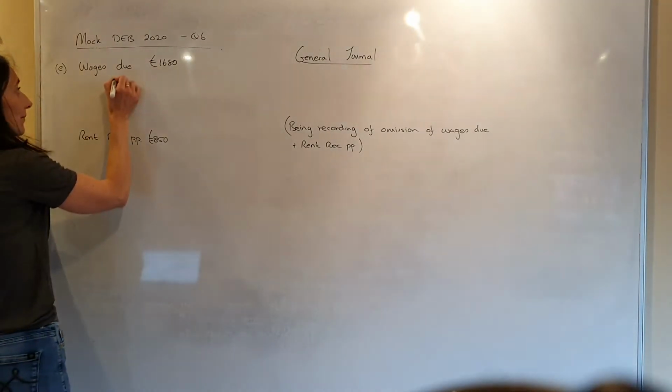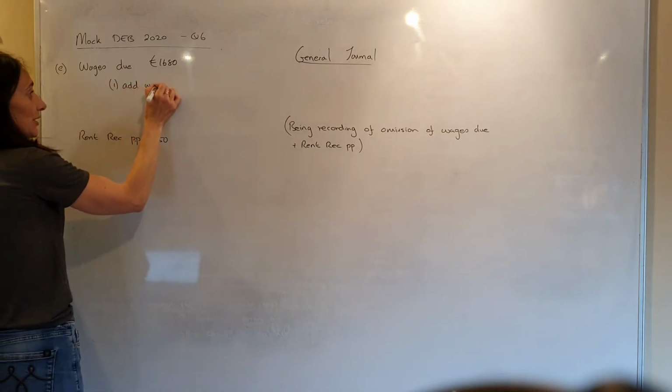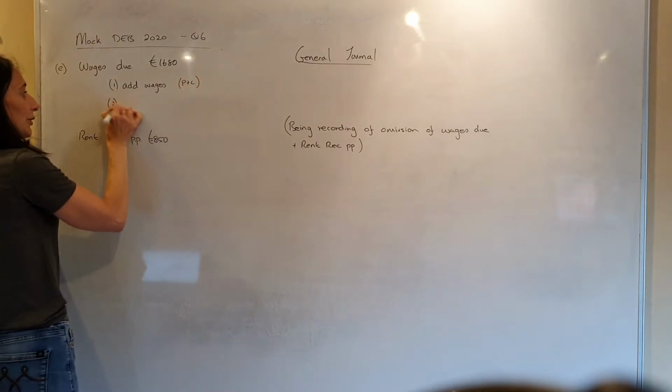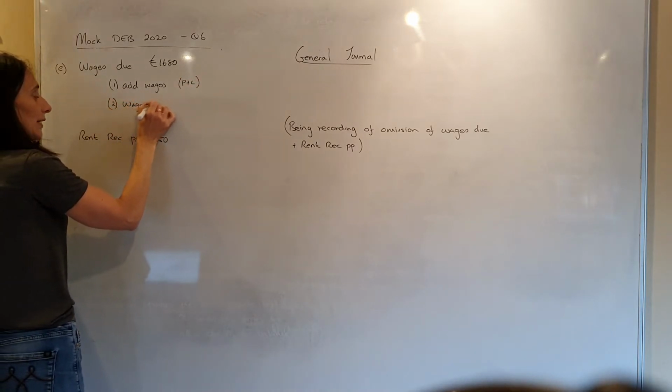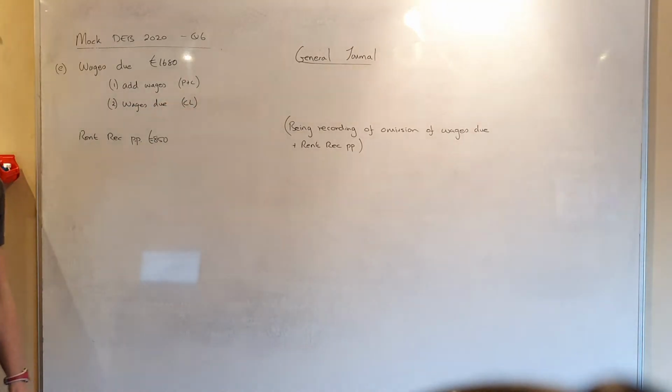You would, number one, add it to your wages in your profit and loss. And number two, you would show wages due in your current liabilities. And that's exactly what we're going to do here.